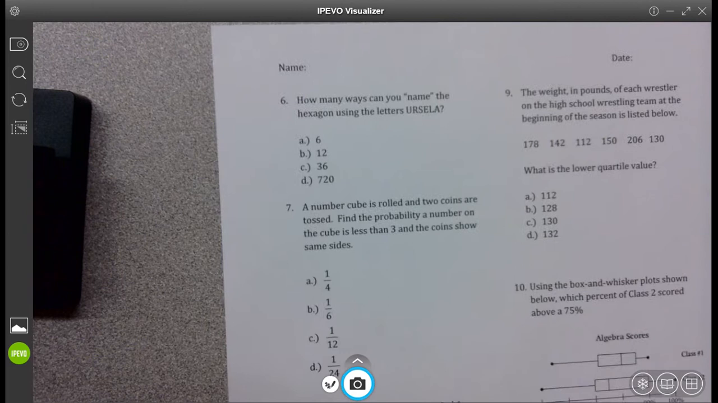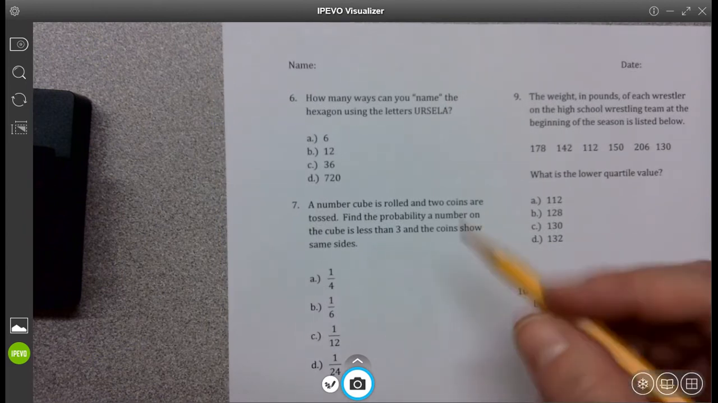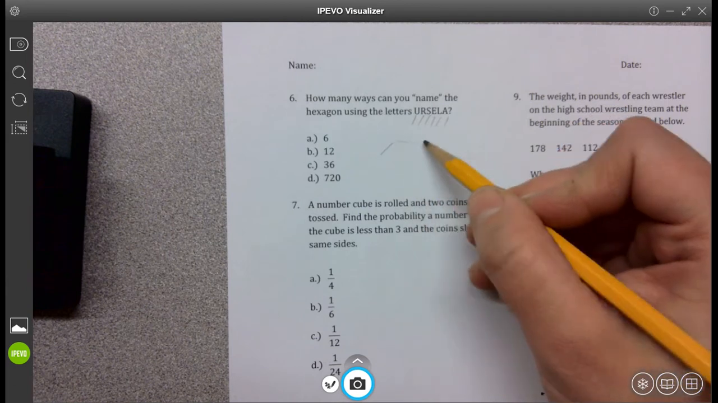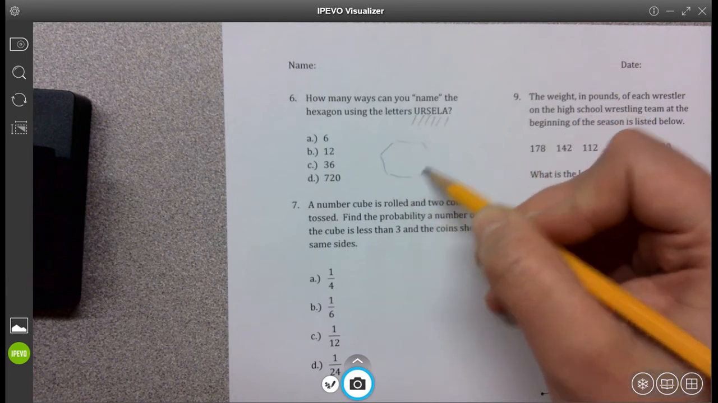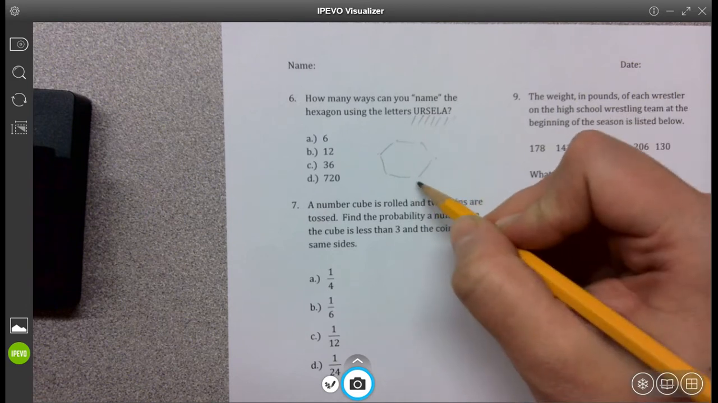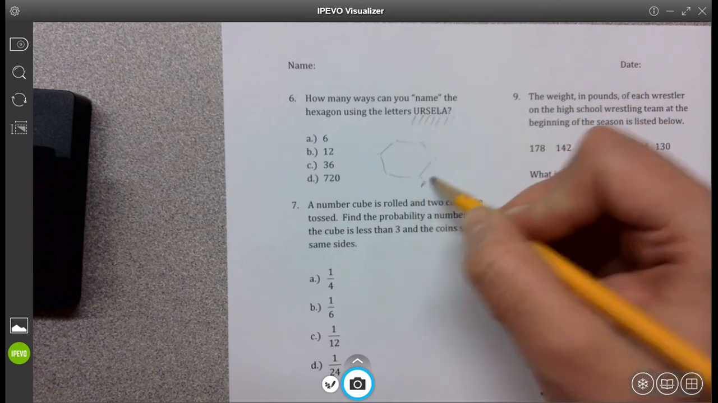Number 6, it says, how many ways can you name the hexagon using the letters? 1, 2, 3, 4, 5, 6. So if I have a hexagon, what letter could I use to start it? Well, I have 6 to choose from. So I could pick A.